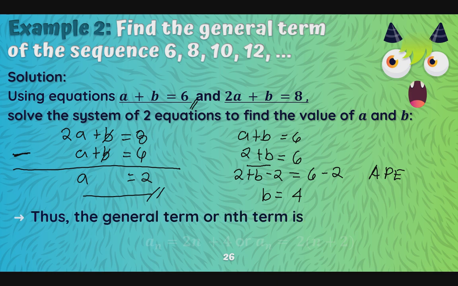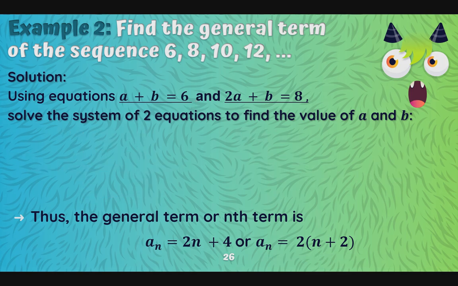Therefore, ang general term natin na pwedeng gamitin ay ito. Yung a, 2, yung b, 4, or pwede natin i-extract yung 2, magiging a sub n is equal to 2 times quantity n plus 2. Next.